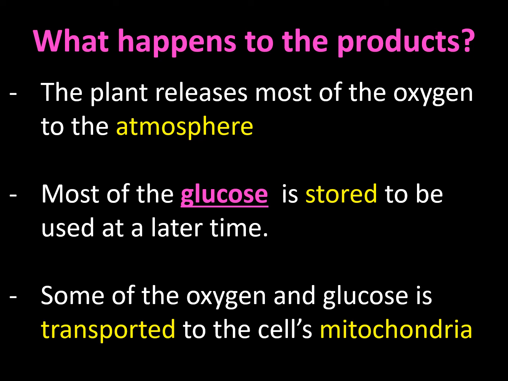We are then going to produce oxygen and glucose. So what happens? Well, the plant's going to release most of the oxygen to the atmosphere, and most of the glucose is going to be stored to be used at a later time. Some of the oxygen and glucose is transported to the cell's mitochondria.